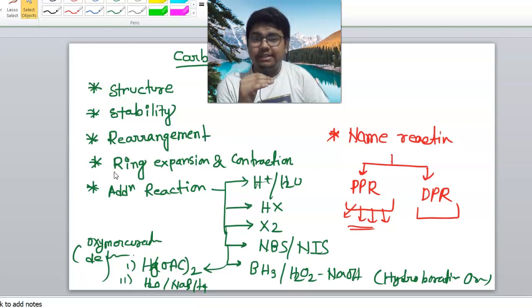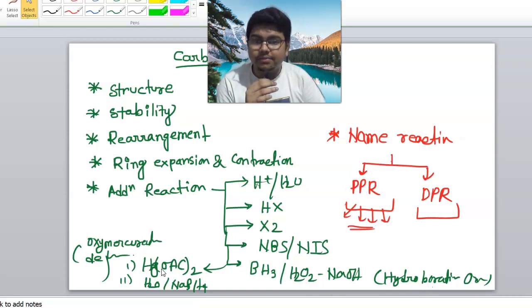with it, the ring expansion and ring contractions possible while the carbocation is forming, and the addition reactions associated with carbocation. All the addition reactions I have listed where carbocation is getting formed: H plus water addition, HX addition, X2, meaning halogens, generally chlorine and bromine. Fluorine reactions are not so good and iodine reactions are reversible. Next, NBS, N-bromosuccinimide or N-iodosuccinimide addition. Next, BH3 and H2O2 NaOH, this reaction is hydroboration oxidation.